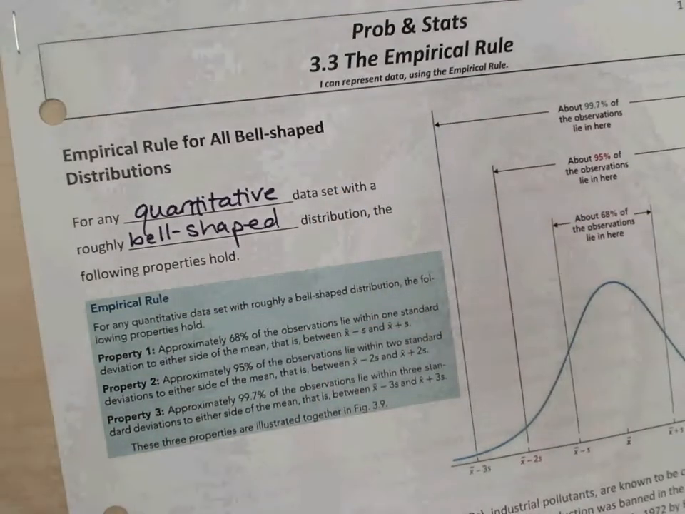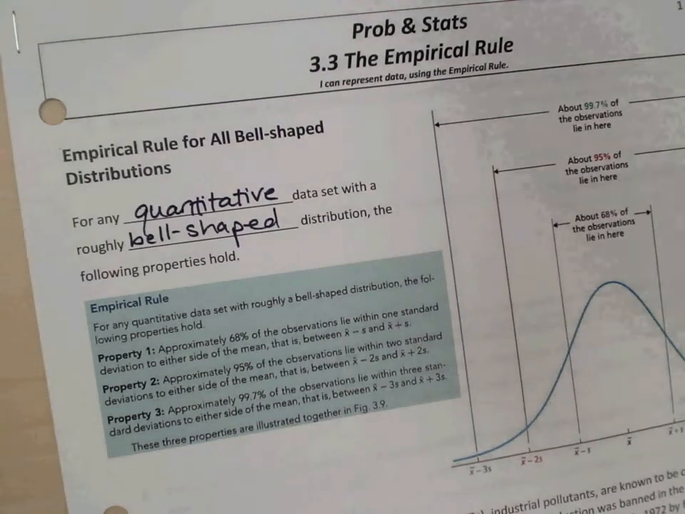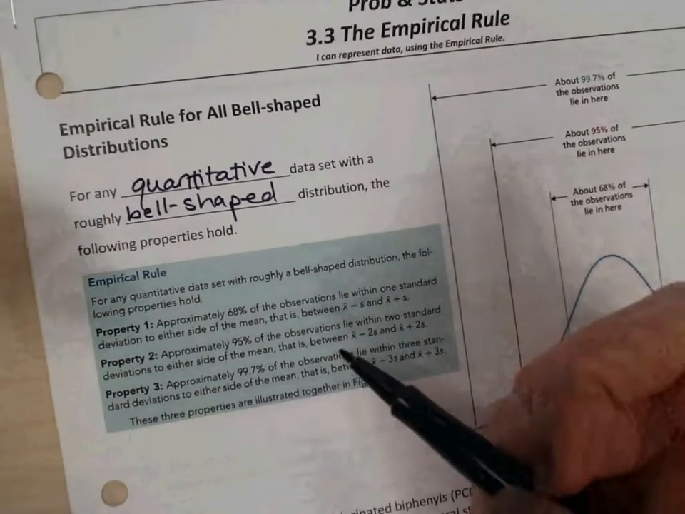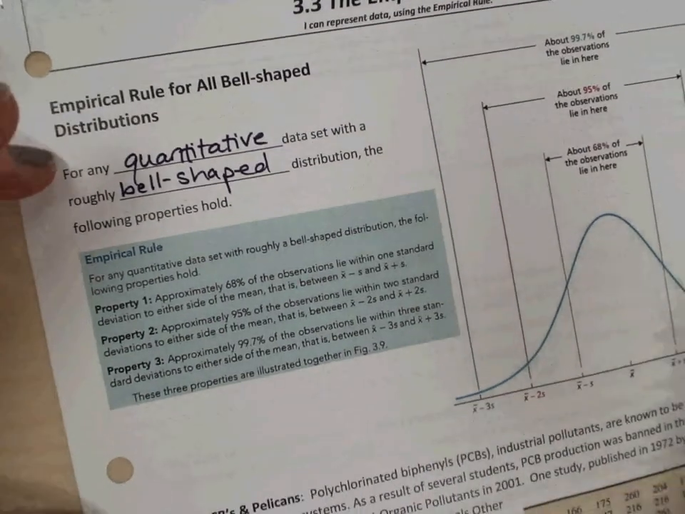So that should sound familiar, right? Bell-shaped distribution, we've talked about that. We've talked about quantitative data. You see how it builds. So the empirical rule states that for any quantitative data set with a roughly bell-shaped distribution, there are three properties that hold true.